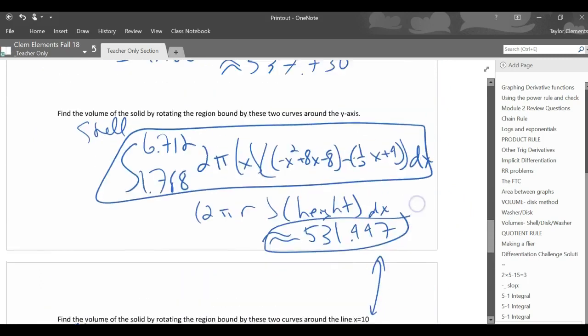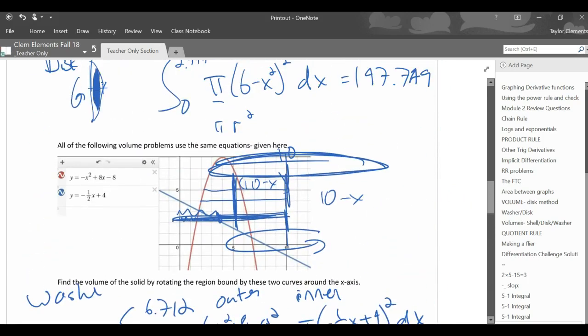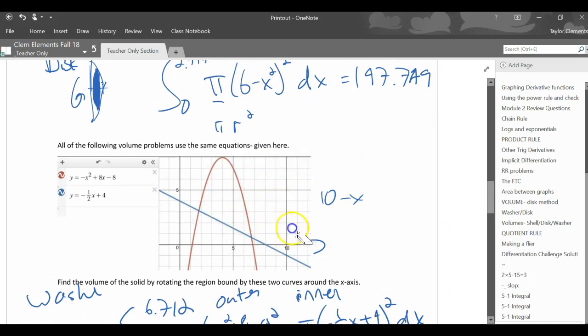And last one, rotating around the line y equals 10. I can't draw that one as well because it's above this little graph here, but it's going to be up here somewhere. We're rotating this way. So this is a washer. Here's my slice. I'm going to draw that full slice. I've got some washer. Nice. So I've just got an outer and an inner here.